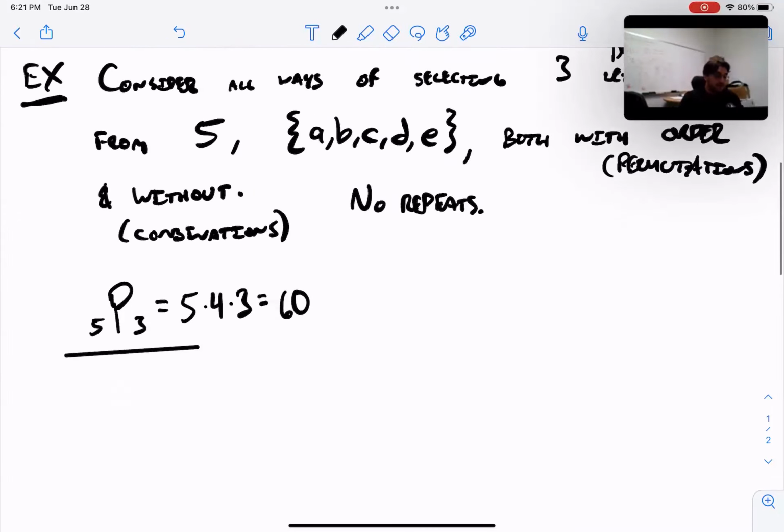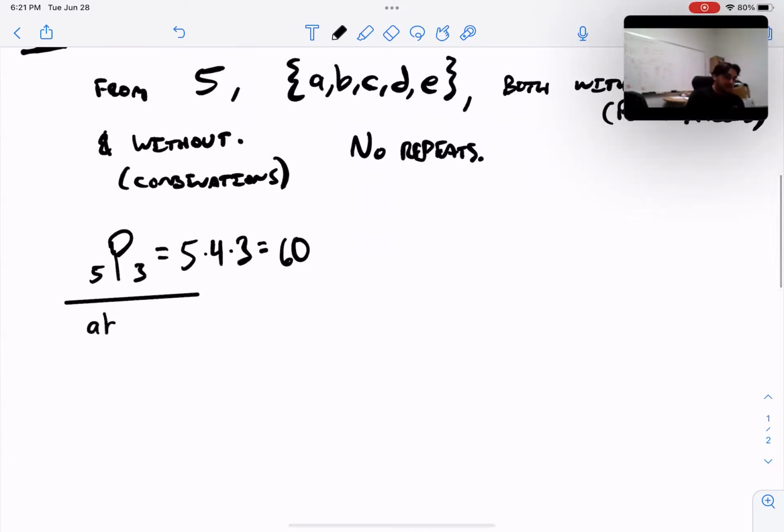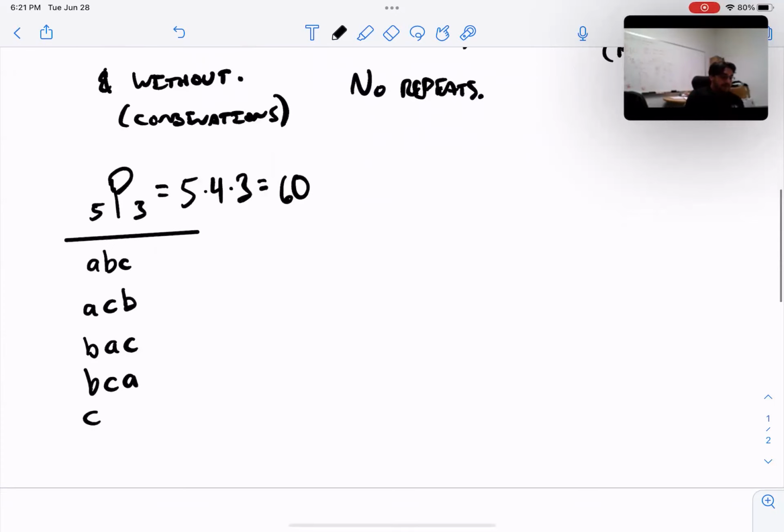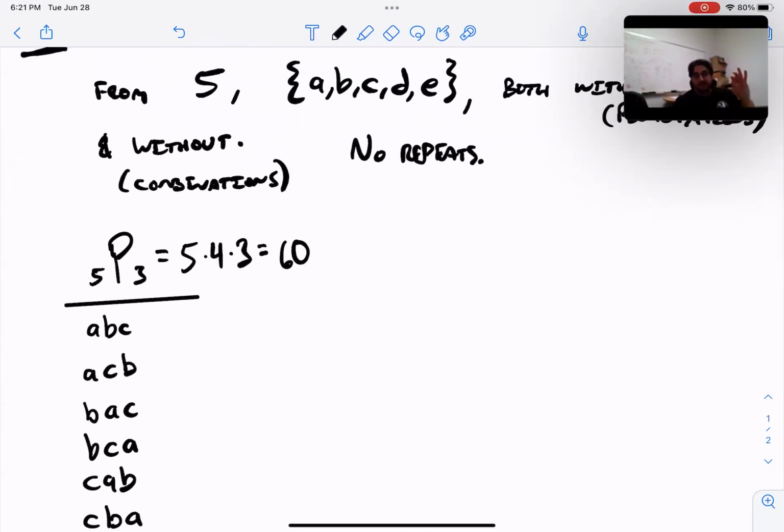So I'm going to start listing these out. What could I have? I could have A, B, C. I could have A, C, B. I could have B, A, C. I could have B, C, A. I could have C, A, B. I could have C, B, A. And notice here, I'm not listing them totally at random. What did I do? I just listed in alphabetical order all of the permutations that use just the letters A, B, and C, just those first 3 letters.